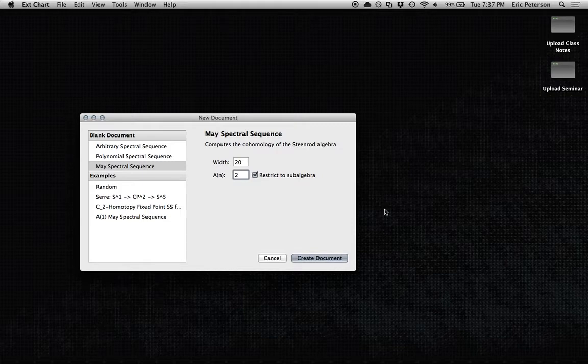If you feed it a 1, then you get a spectral sequence computing the Adams E2 page for the homotopy of real K-theory. If you give it a 2, then you get the one for connected TMF. And if you uncheck the checkbox, then you get a spectral sequence computing the full Adams E2 page for the two-adic sphere.